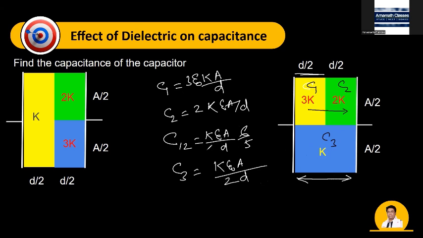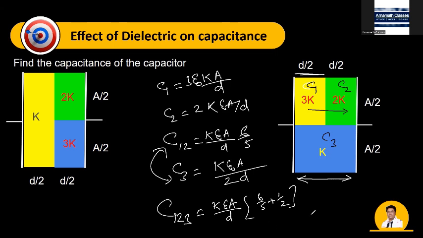So now I just have to add them because these two are in parallel now. So C1 to 3 as a whole, I need to add. So K epsilon naught A by D, then bracket 6 by 5 plus 1 by 2, which is nothing but 12 plus 5, 17 by 10. Right? So K epsilon naught A by D times 17 by 10. This is actually the final result.